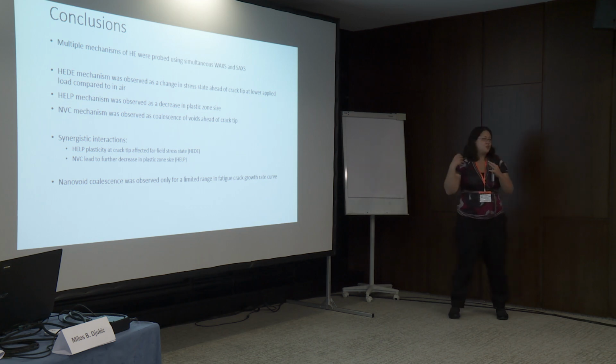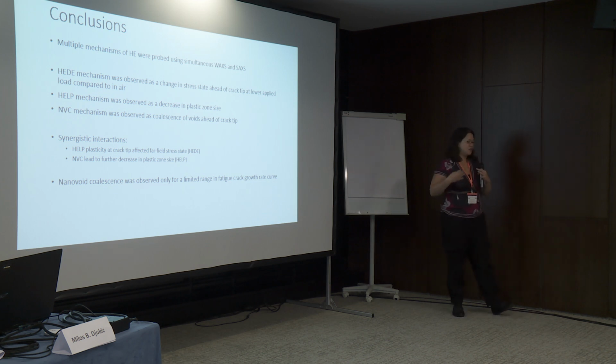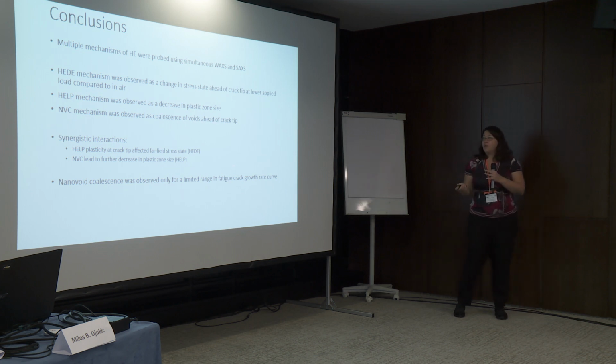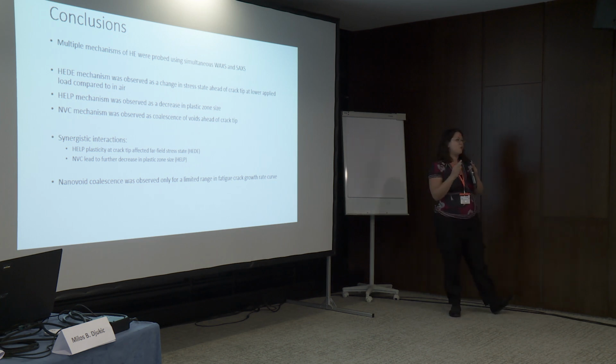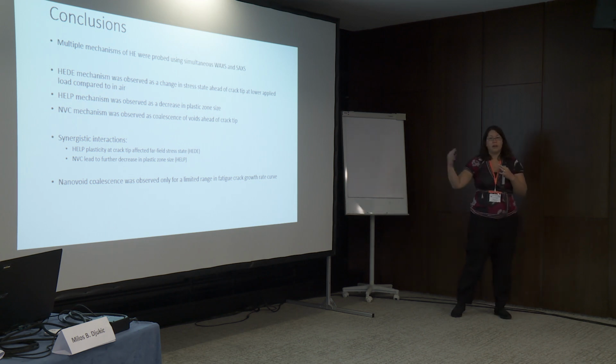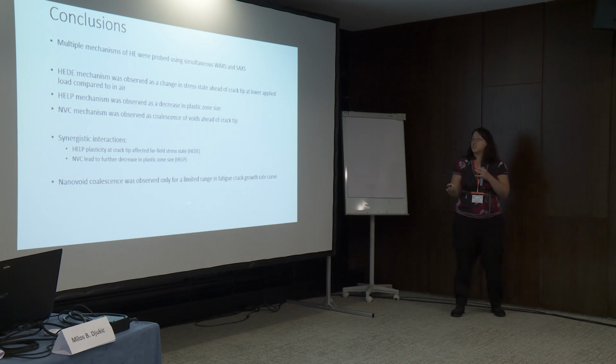So in conclusions, we used both wide angle and small angle X-rays. We're able to probe multiple mechanisms, looking at the HEDE, HELP, and nanovoid coalescence effects on the material. We were able to see that all of those were interacting in different ways, and an interesting result being that this nanovoid coalescence was only observed for this really narrow range in the fatigue crack growth rate. So this might explain some of the other results where people doing different microscopy and analysis techniques were picking up these nanovoids, but then in tensile tests and fatigue and fracture toughness, you don't necessarily see a big effect from the nanovoids. It could be because it's just not in the right K region to see that.